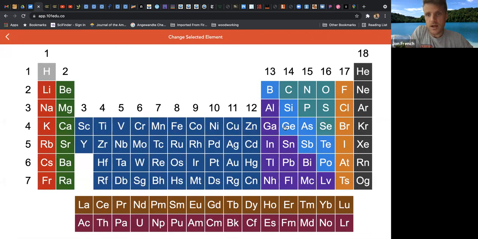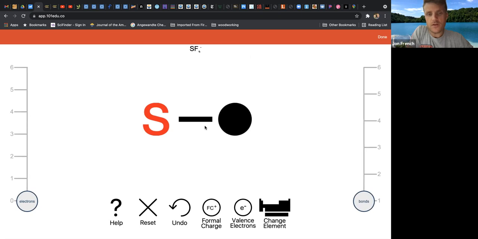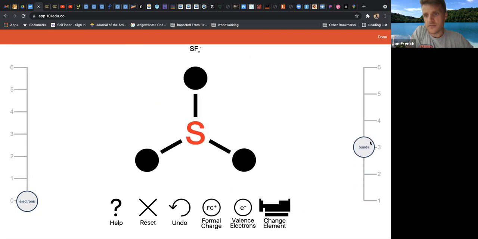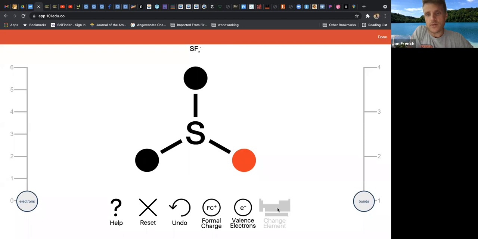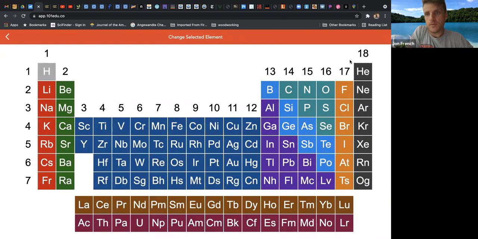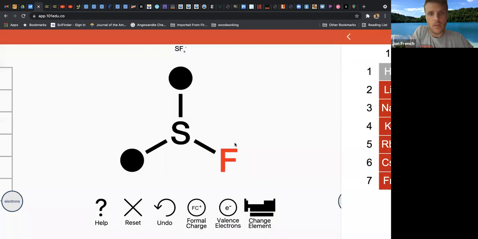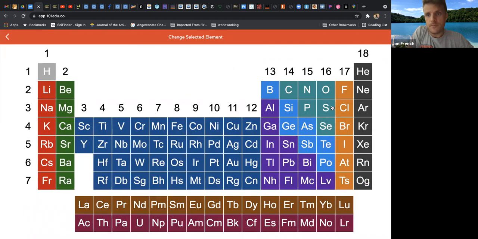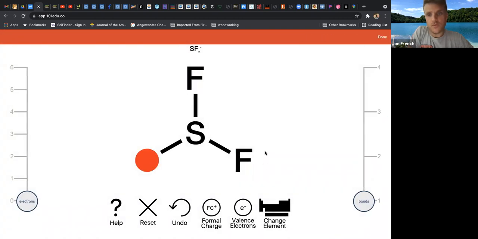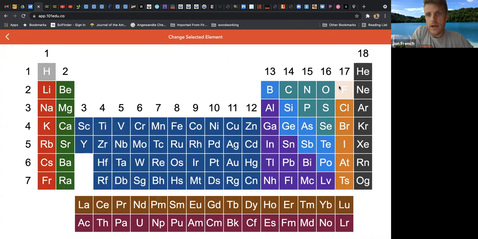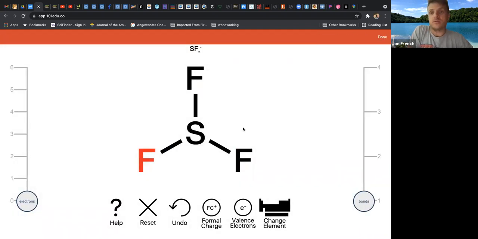So we've got our central atom. We'll set that as sulfur, and I need 3 fluorines surrounding. So I'm going to have 3 bonds off of that central atom, and the surrounding atoms are fluorines. So I'm going to pick my fluorine here, fluorine, and fluorine.